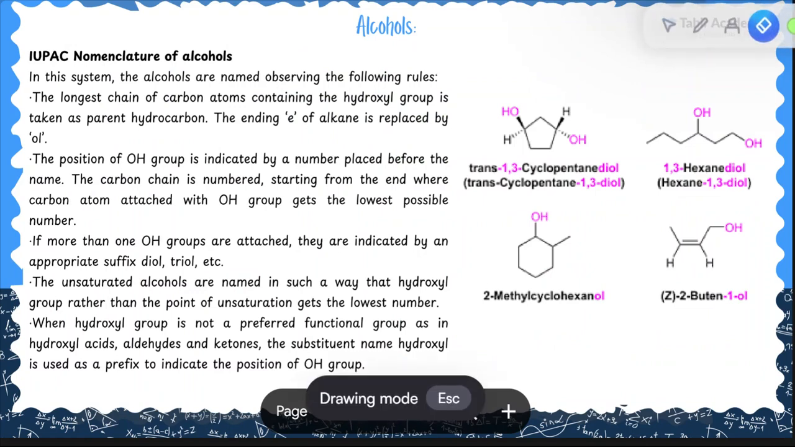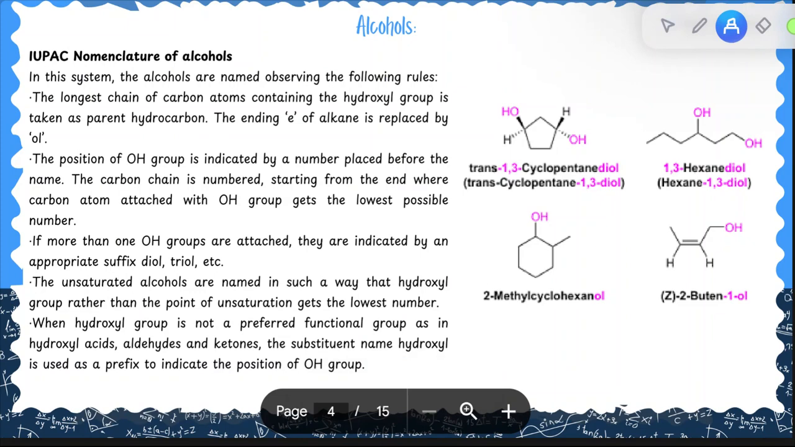So if we talk about their IUPAC nomenclature, ठीक है ना? So the longest chain of carbon atoms containing the hydroxyl group is taken as the parent hydrocarbon, and the ending E of alkane is replaced by the ol of an alcohol. ठीक है, so OL लगा देते हैं end में. The position of OH group is indicated by a number placed before the name. So the carbon chain is numbered starting from the end where the carbon atom attached with the OH group gets the lowest possible number. मतलब जहाँ पे OH group attached है वहाँ पे आपने numbering शुरू करनी है.